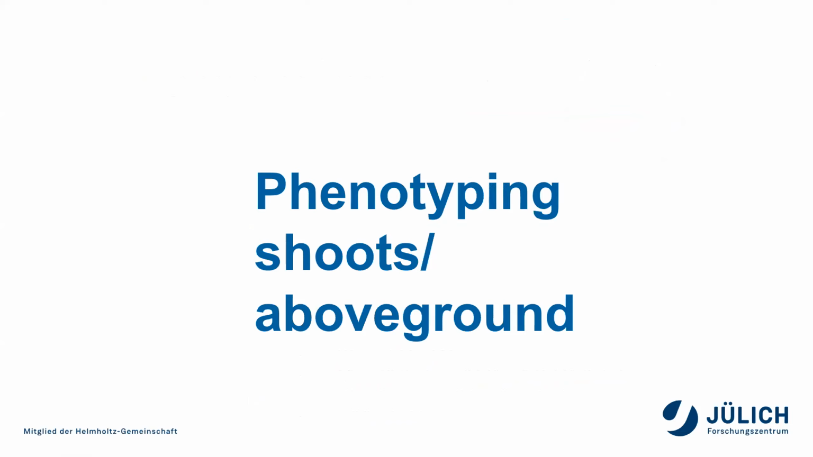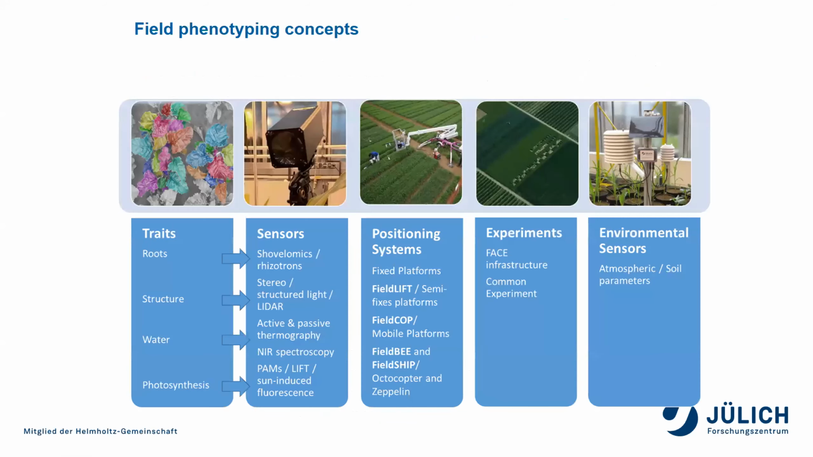Above ground, obviously we also do a lot of above ground work. This is much more focused towards the breeding and farming community. And essentially what we do there is we start with a number of traits which we want to look at. Again, roots, and you see that we use shovelomics, for example, for that. But we also have structure, water relations, photosynthesis, which we would like to measure, and there's a large number of different sensors.